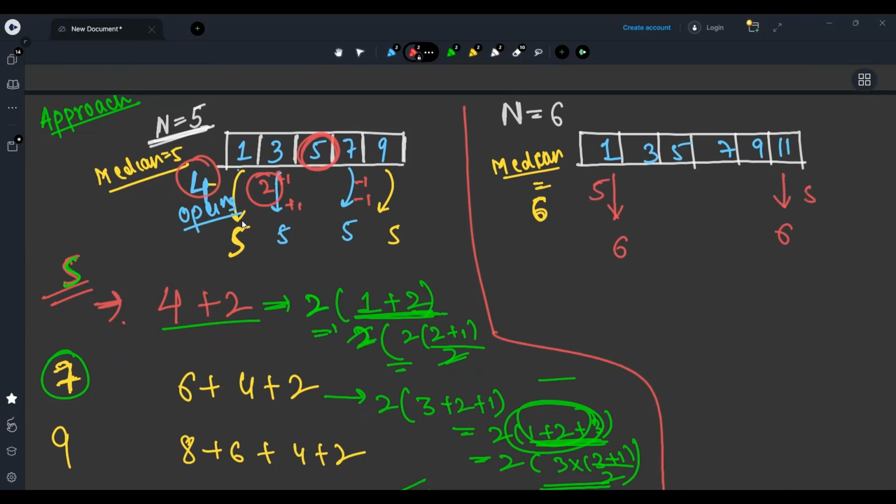This will take 5 operations. So in total, they take 5 operations. In one operation, we are incrementing and decrementing simultaneously. Okay. Now similarly, it will reach 6 in 3 operations. It will reach 6 in one operation. So we are doing 5 plus 3 plus 1.